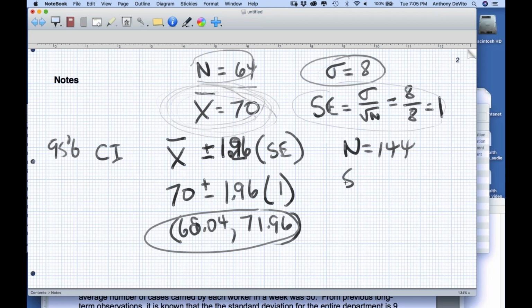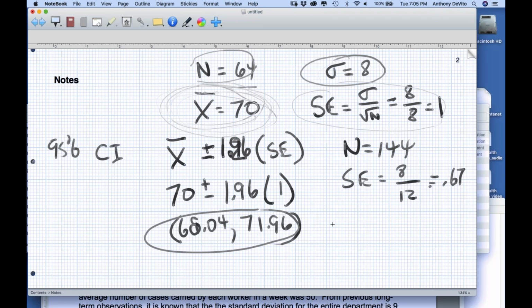Okay, what would that mean? Well, the standard error then would be equal to 8 over 12, which is 0.67. Okay, 0.66, whatever. Am I right about that? Nobody can contradict me there, right? So the square root of 144 is 12.